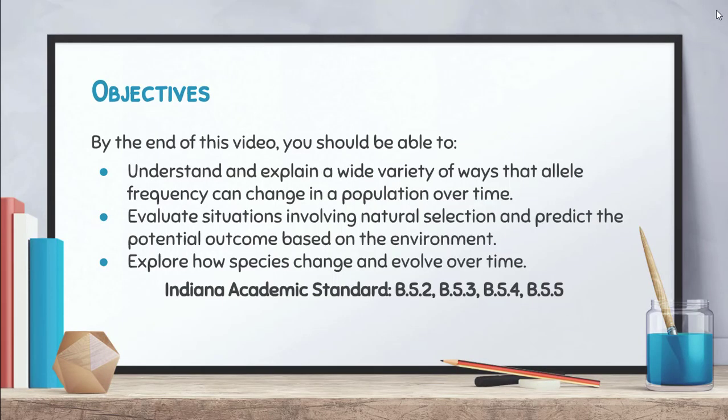So we've got a couple key objectives here. By the end of this video, you should be able to understand and explain a wide variety of ways that allele frequencies can change in a population over time, which we already know is just kind of the main idea of evolution and natural selection. You should also be able to evaluate situations involving natural selection and predict the potential outcome based on the environment. And lastly, we should be able to explore how species change and evolve over time.